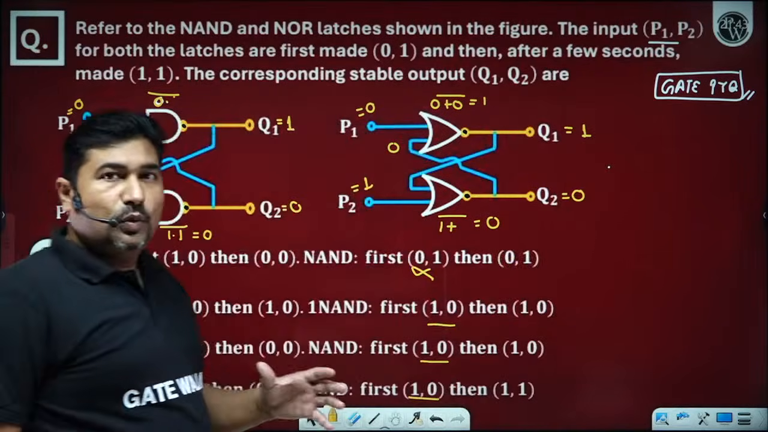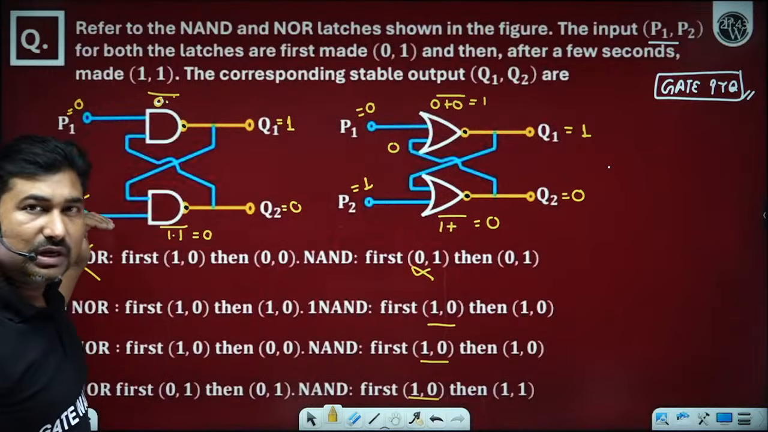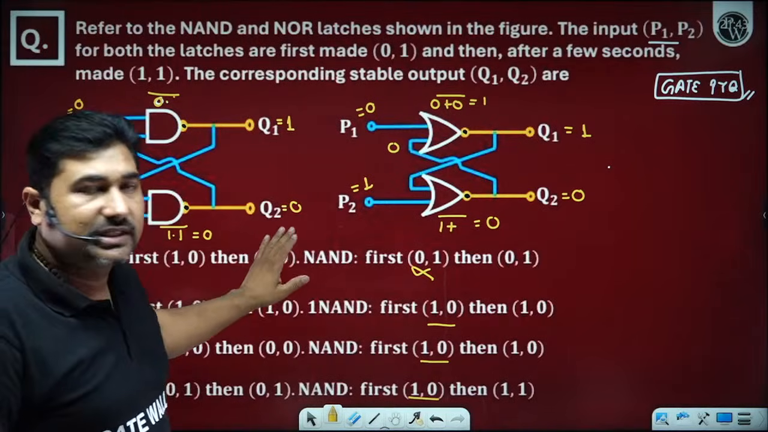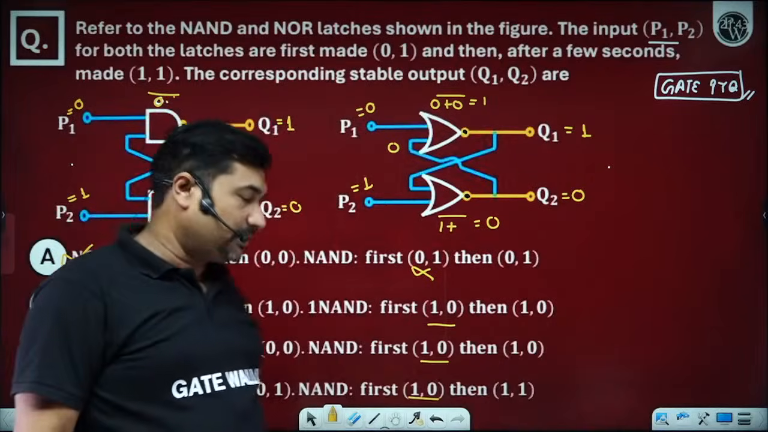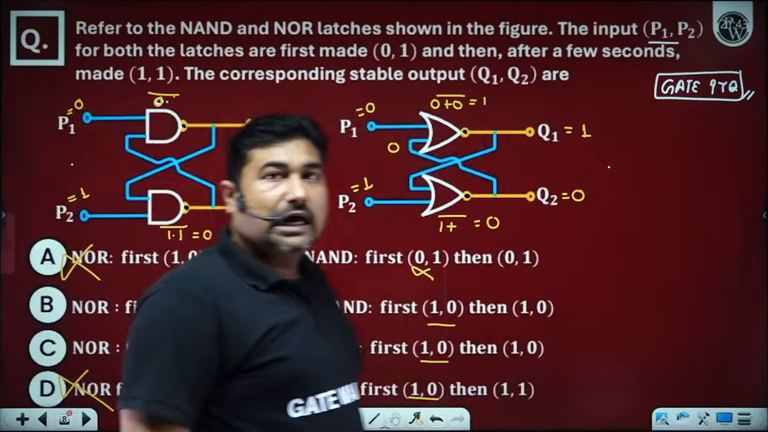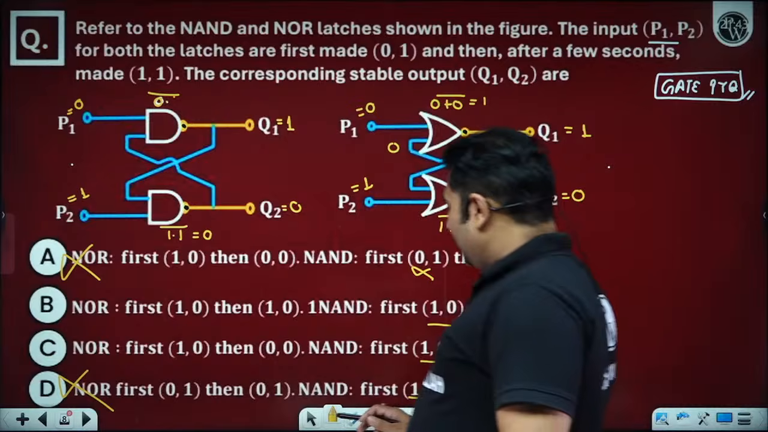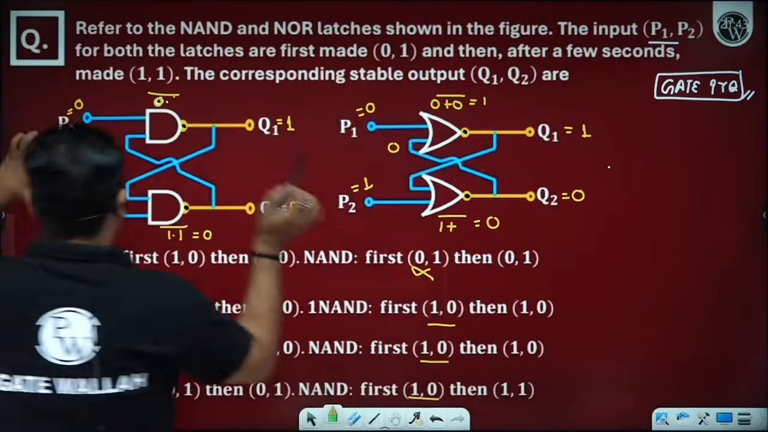It means with the input P1 equal to 0 and P2 equal to 1, NAND first becomes 1 0 and NOR first becomes 1 0. Now we have option B or C. Is it okay? Now please observe, after a few seconds the input changed.